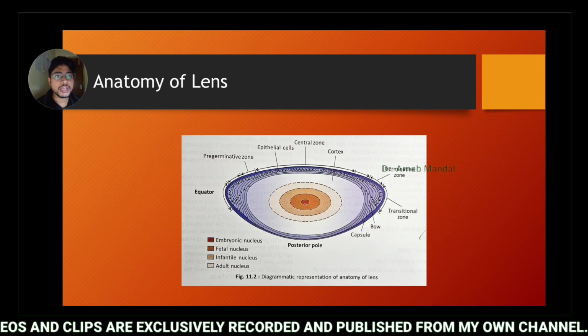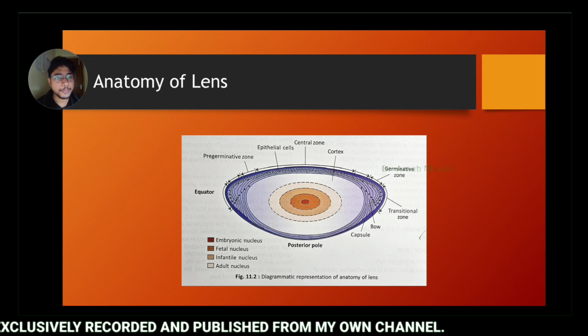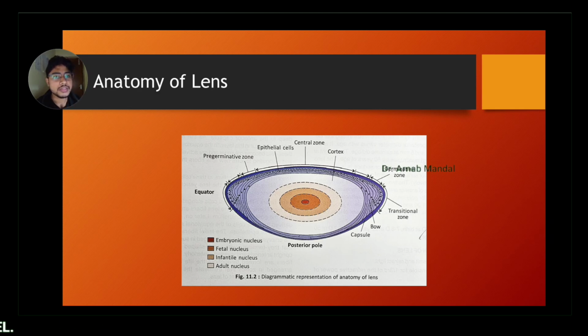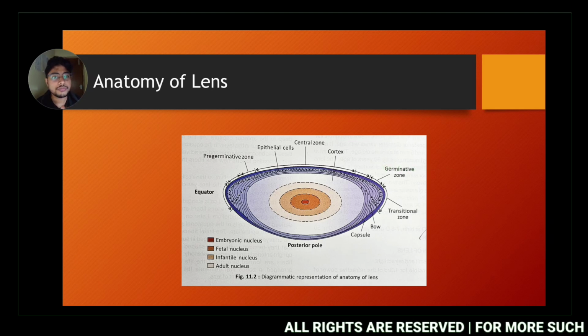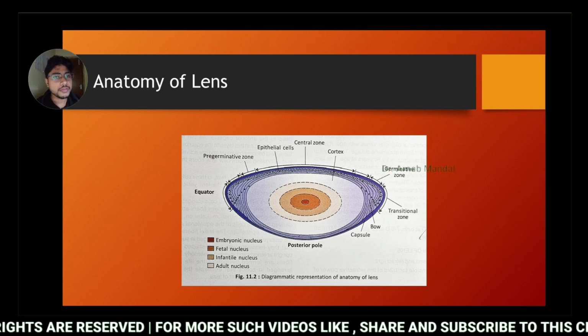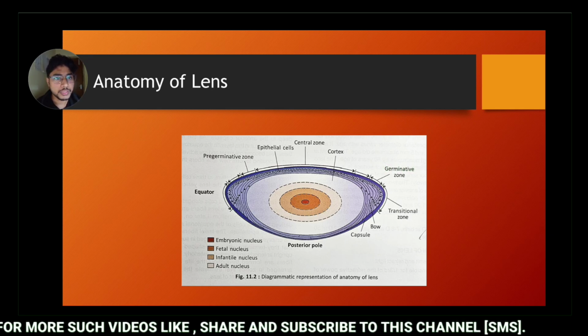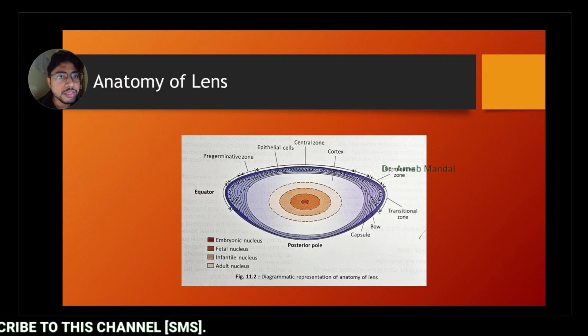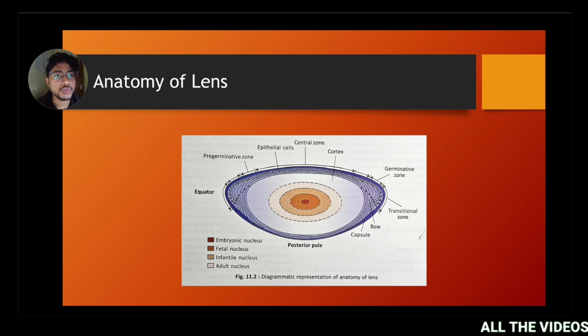At first, we should know the basics of the anatomy of the lens. In the slide we can see at the center there are 4 layers of nucleus, and each represents a stage of the lens nucleus. The innermost is the embryonic nucleus, followed by fetal, then infantile, and lastly the adult nucleus. At the outermost we can see the cortex, which is demarcated with a dark blue color. Then we can see the posterior pole and the central zone of the lens.